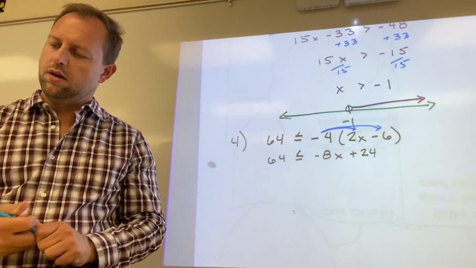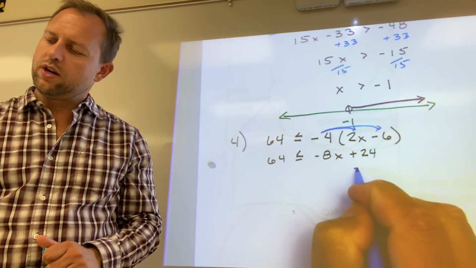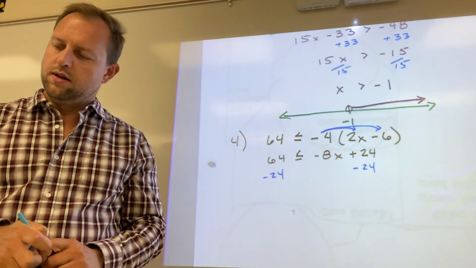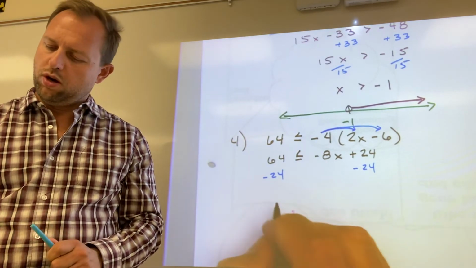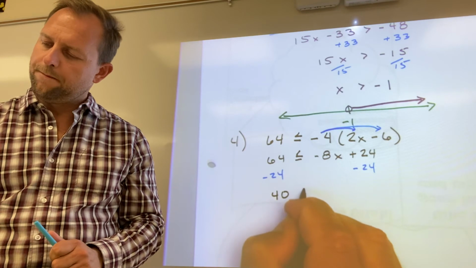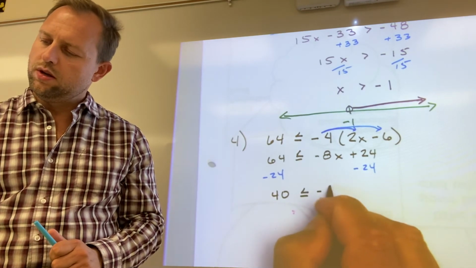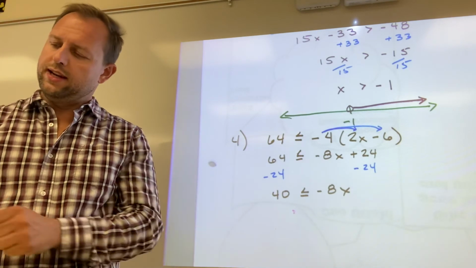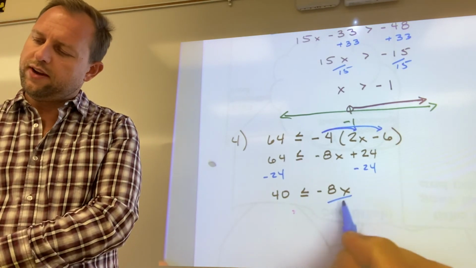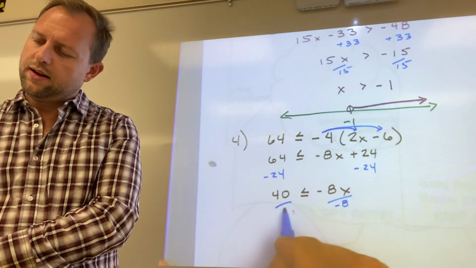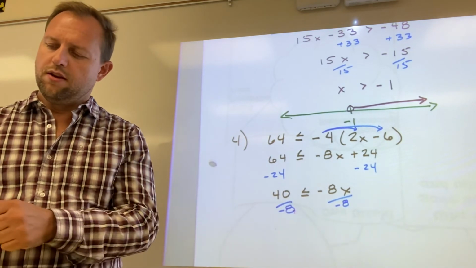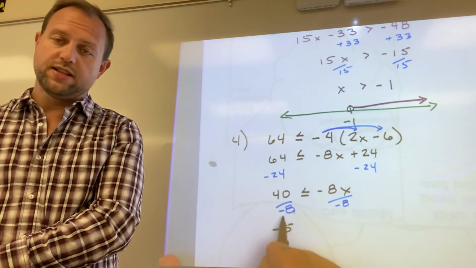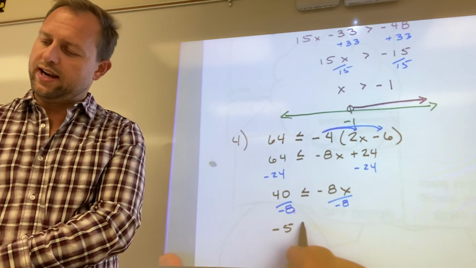To get the x's by themselves, we're going to subtract the 24 over. 64 minus 24 is 40, less than or equal to negative 8x. And to get the x by itself, divide through by negative 8. 40 divided by negative 8 is negative 5. That was a negative we divided by, so the sign has to change.